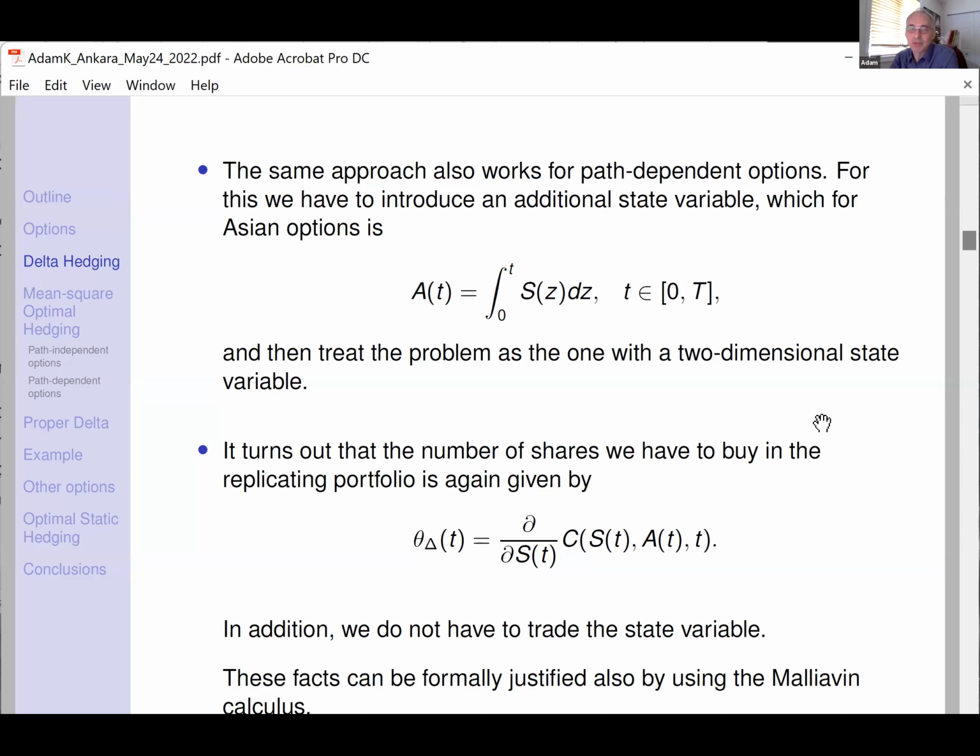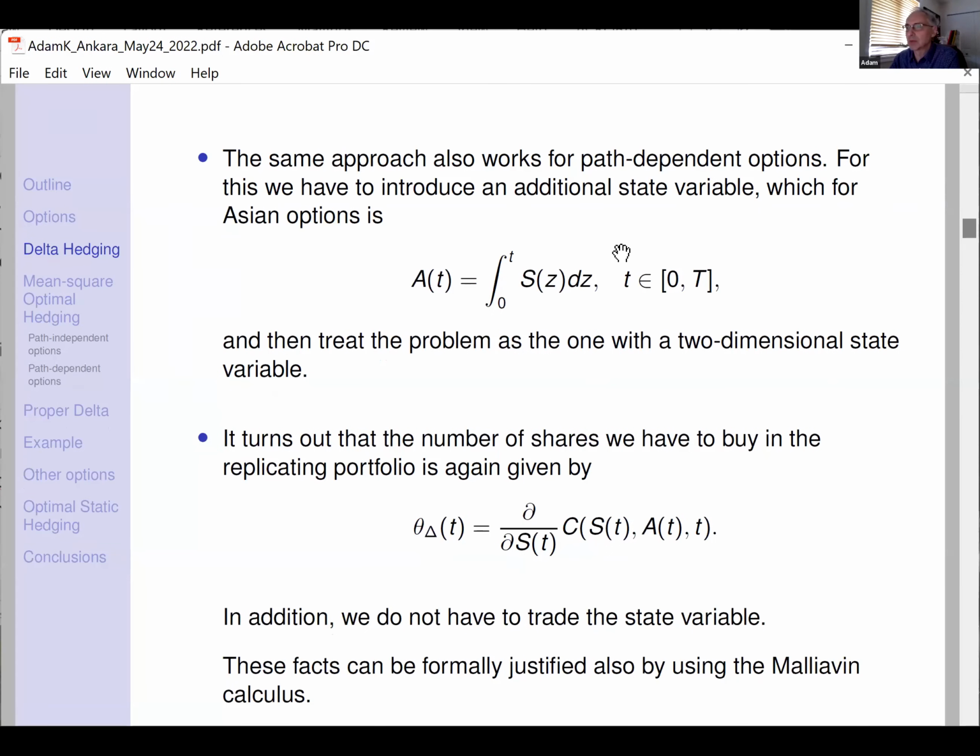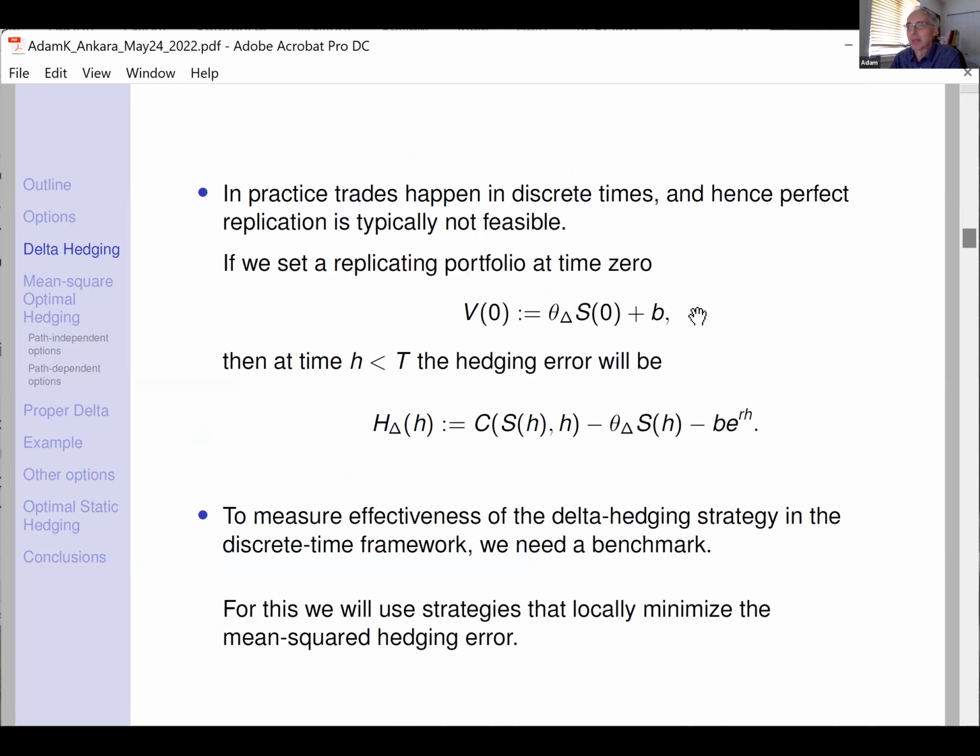Intuitively, this looks like a correct approach because over a very short time period, the state variable is perfectly correlated with the underlying security. So there is no need actually to use the state variable as an additional hedging tool. These facts can be formally justified using so-called Malliavin calculus. But for the purpose of this talk, what is important is to mention that the derivative is calculated in exactly the same way. Now, in practice, clearly, we don't rebalance the portfolio continuously in time.